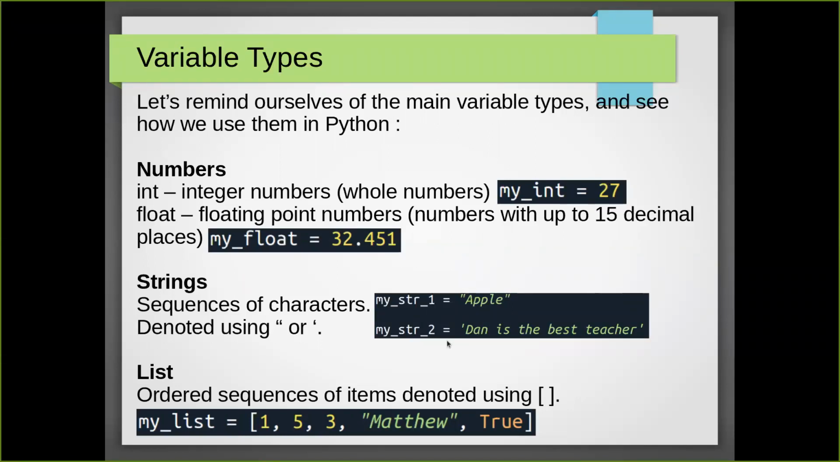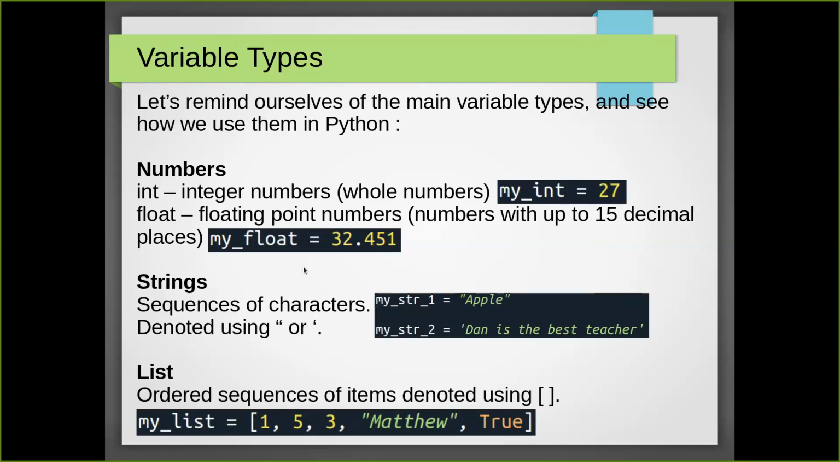32.451. Strings are the other big one that you'll be using all the time. Strings, if you remember from Thursday, are simply sequences of characters representing strings of text. And as I say, you can use either the double inverted commas or the single one. I tend to use double personally, but either is fine. When you type this in Spyder, you'll notice the color is green, slightly different, to denote that you are typing in a string of text. So here I've got my_str1 is Apple, and my_str2 is Dan is the best teacher, which is clearly very true. So those are numbers and text, and those are the things you're going to be using a lot in everything that you do.